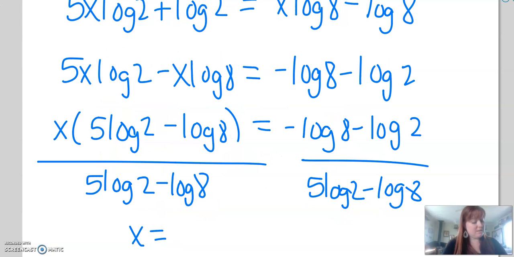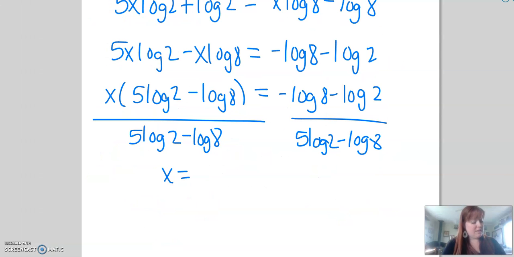And what you might think is that a lot of people think that they can now cancel out this log 8 and this log 8 and this log 2. You can't do that because these are across addition, right? We don't cancel across addition. So this is negative log 8 minus log 2 over 5 log 2 minus log 8.